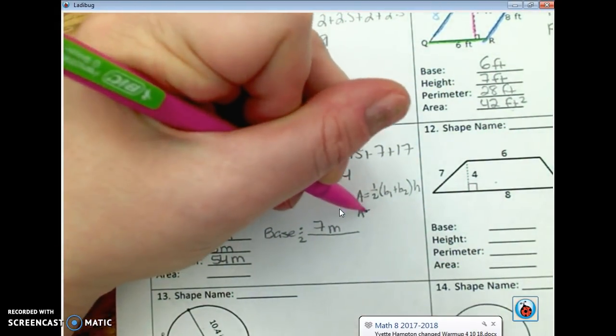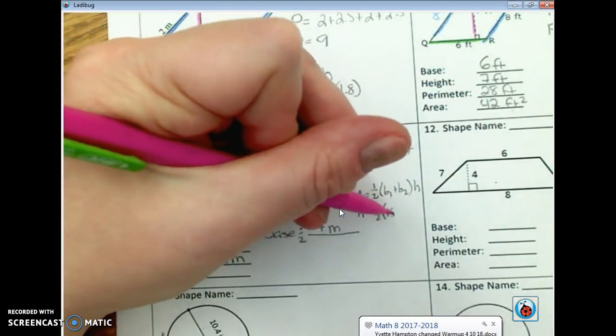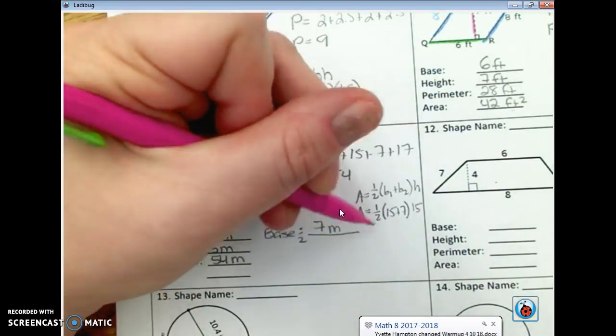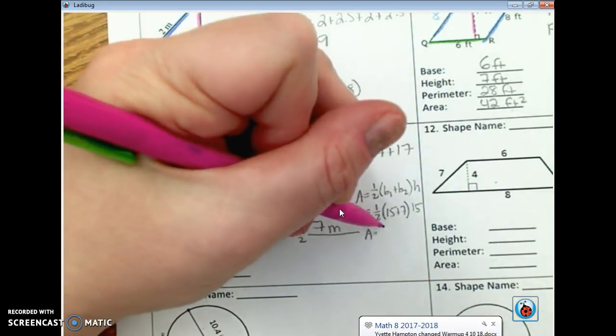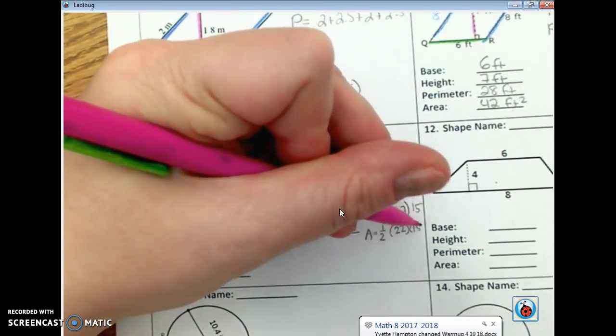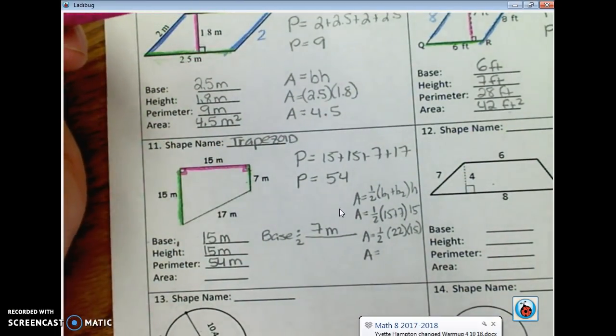Okay, area equals 1/2. Base 1 was 15. The other one was 7. The height was 15. So I just substituted. Now I'm going to simplify. Again, I save my fraction for the very end. So I get 22 times 15 times 1/2.